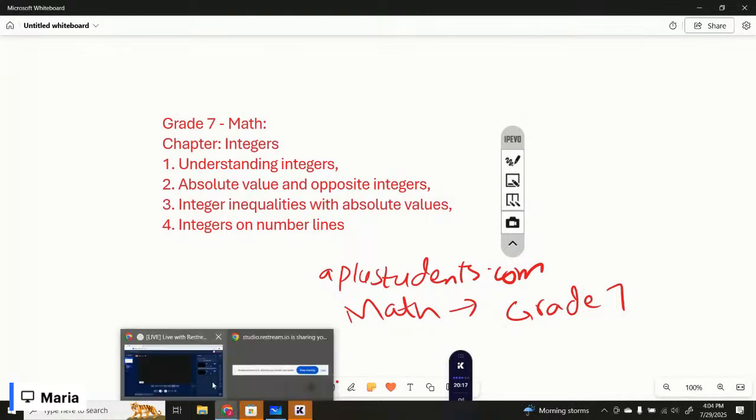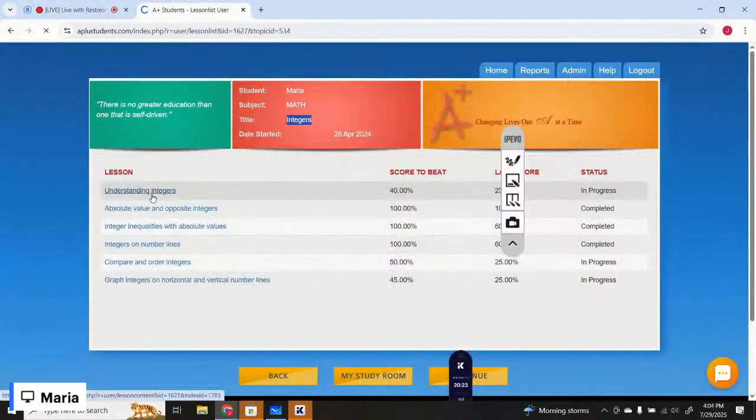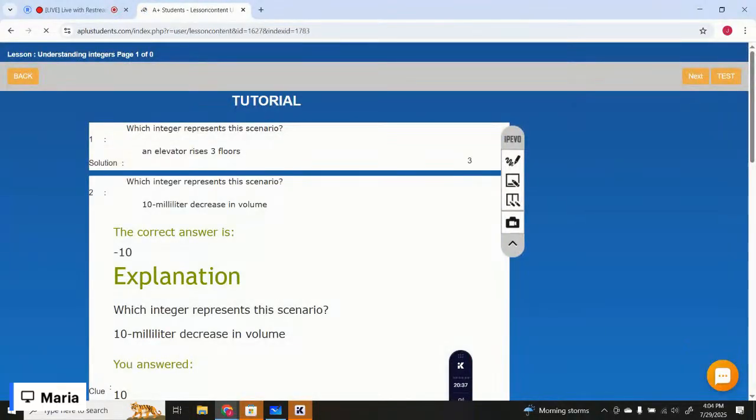Okay, here I'm on the grade 7 math chapter we're on right now, Integers. Let's just start with the first lesson, that is understanding integers. Basically, integers are used for representing the whole numbers with both positive and negative signs, right?